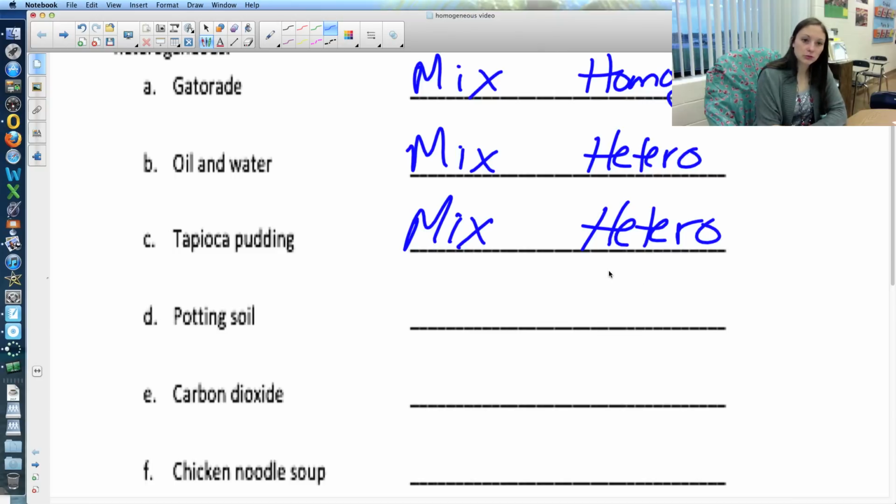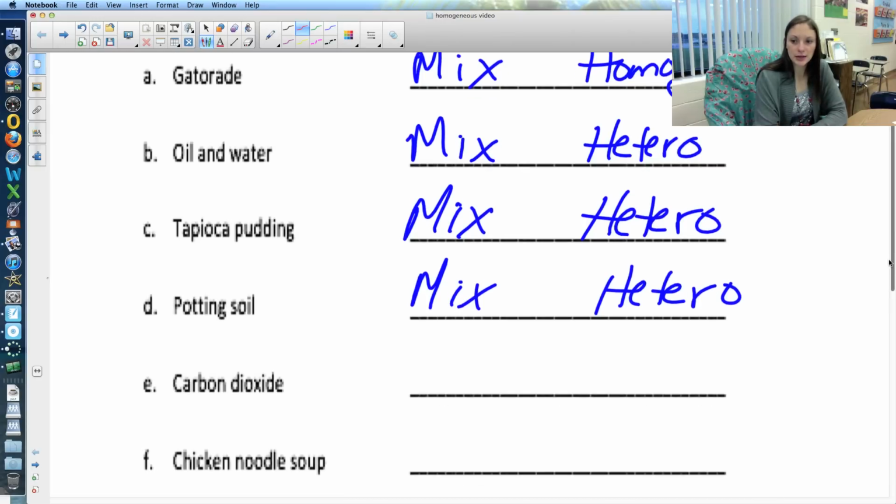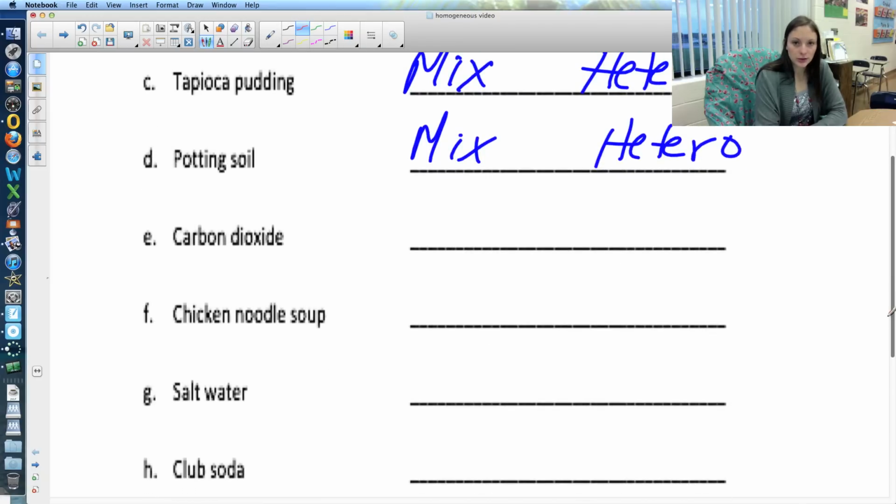Okay, potting soil. Potting soil is not just one thing, it is many things. That is a mixture. Potting soil is very rarely just one type of dirt in it. There are usually fertilizers and all kinds of other things in there. So that is a heterogeneous mixture. Carbon dioxide, okay, letter E. Looking at carbon dioxide, that is one thing. It is not a mixture of bunches of things. It's actually got two elements together. But we're talking about different substances. This is one substance, so this is a pure substance.